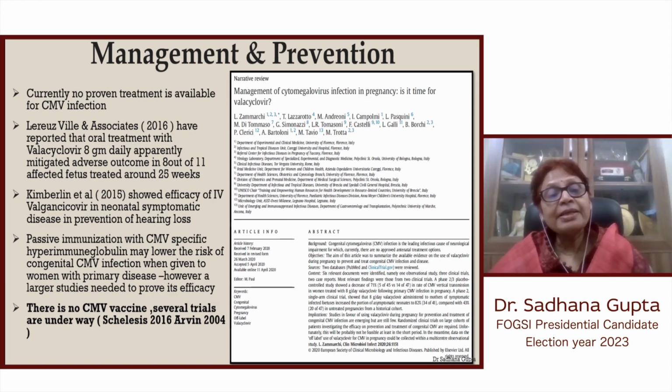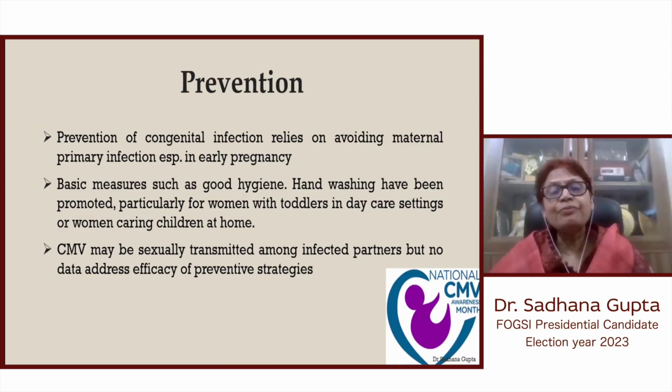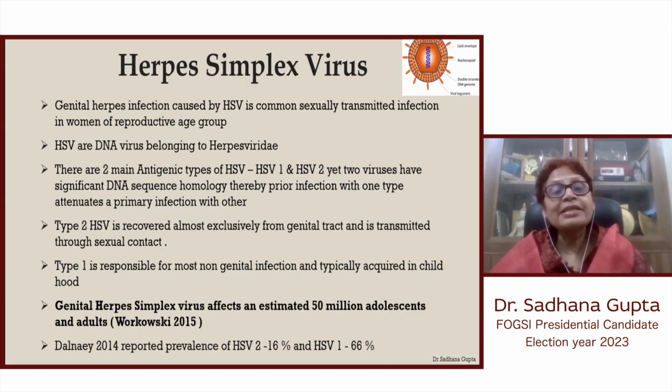Hyperimmunoglobulin is also being studied as passive immunization. It may lower the risk of congenital CMV infection when given to women with primary disease. We don't have any CMV vaccine. So again, good hygiene and hand washing. Thankfully, COVID has given one good thing, besides being on virtual media, that we are now sensitive to hand washing and our hygienic practices.